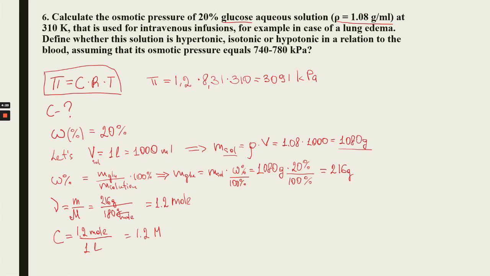The second question is whether this solution is hypertonic, isotonic, or hypotonic. So we see that it has higher osmotic pressure than blood, so the solution will be hypertonic.